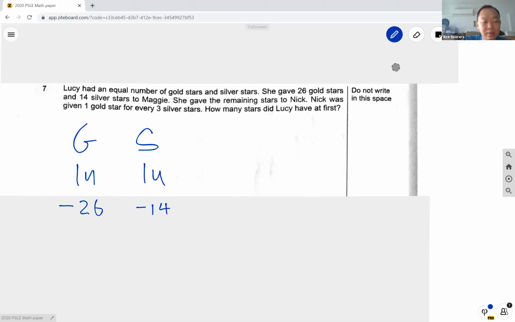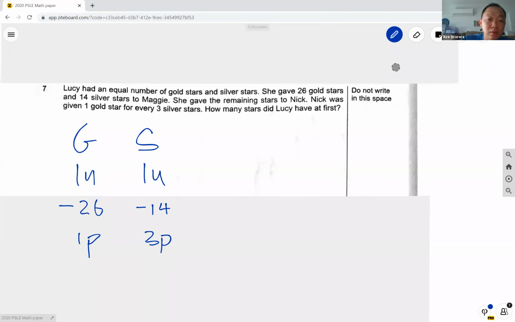So there are some left, right? So there are some left. Now what is left is there's 1 gold for every 3 silver. That means here would be like 1 part, and then this is like 3 parts. Okay. Why is that? Because 1 gold for every 3 silver, everything given to Nick. Okay, so how many stars now? This is a units and parts. So actually for this question, if you knew your heuristics pretty well, you'd be quite okay. Okay, so let's take a look here.